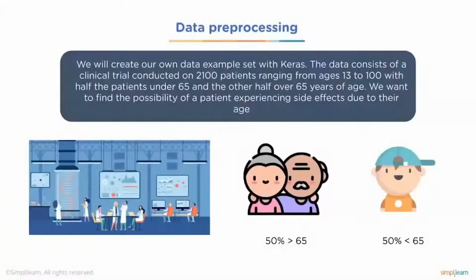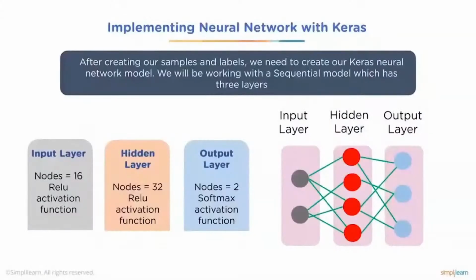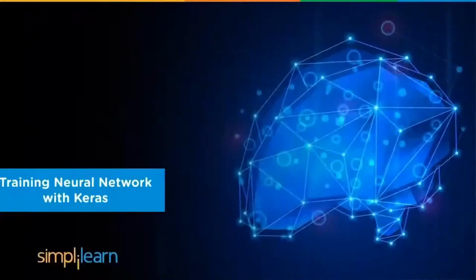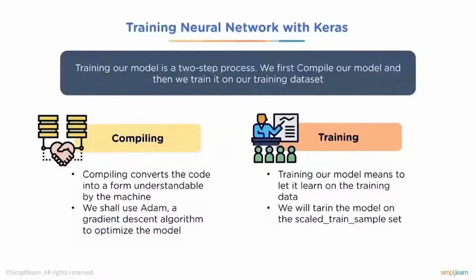Okay, so implementing a neural network with Keras. After creating our samples and labels, we need to create our Keras neural network model. We will be working with a sequential model which has 3 layers. And this is what we did. We had our input layer, our hidden layers, and our output layers. And you can see the input layer coming in was the age factor. We had our hidden layer, and then we had the output. Are you going to have symptoms or not? So we're going to go ahead and go with something a little bit more complicated.